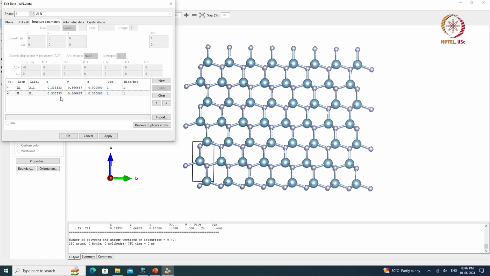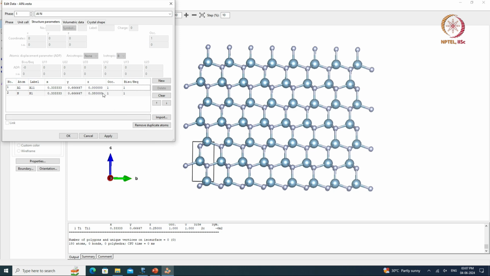Whereas the nitrogen is not being placed at 1/3, 2/3, so that would be centering of nitrogen. However, the nitrogen is slightly off centered. If I consider this aluminum tetrahedron, the nitrogen is a bit off centered, right. So, nitrogen is moving a bit along the C axis.